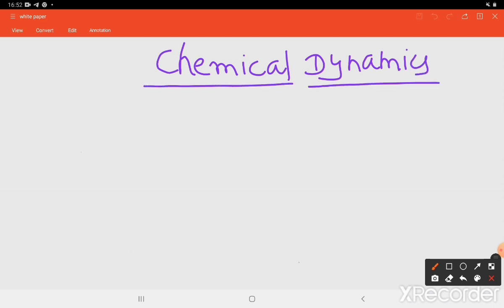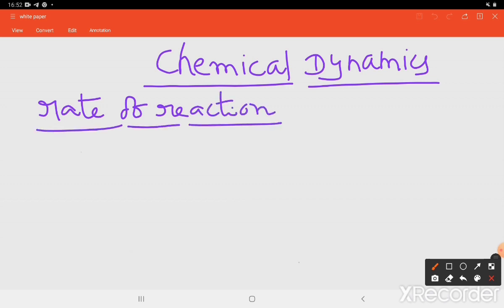Chemical dynamics. This chapter explains rate of reaction. What is meant by rate of reaction?